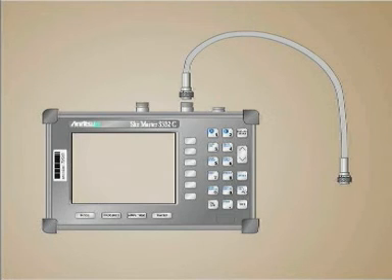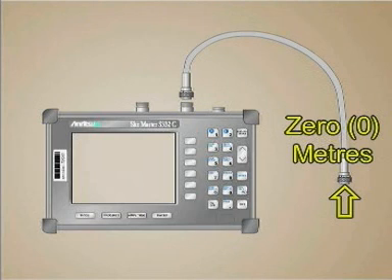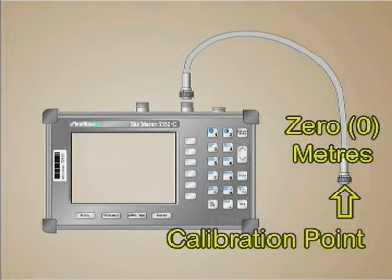When the sitemaster was calibrated, the test load was connected to the instrument via an extension cable. This extension cable is now a part of the instrument and its calibration. As far as the distance measurement is concerned, the end of the extension cable has become 0 meters, the calibration point.